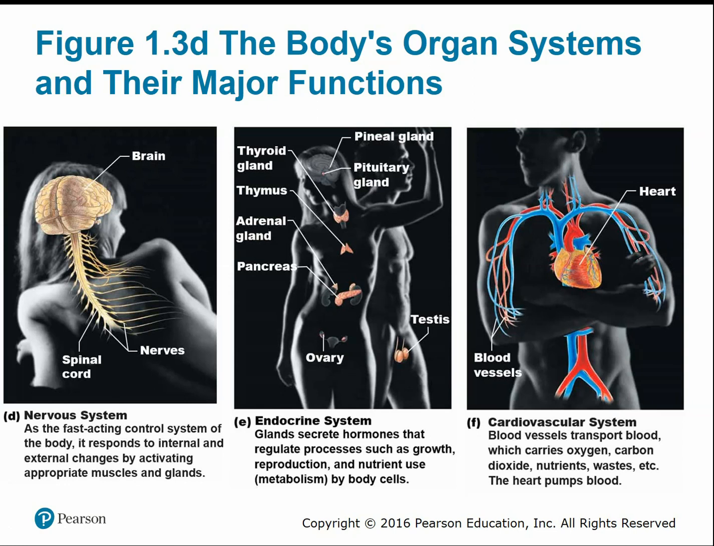The cardiovascular system is composed of the heart and blood vessels, so it's the body's transport system. So we're going to transport blood throughout the body. It's going to carry fresh oxygen and then pick up carbon dioxide from the tissues and other nutrients and waste.